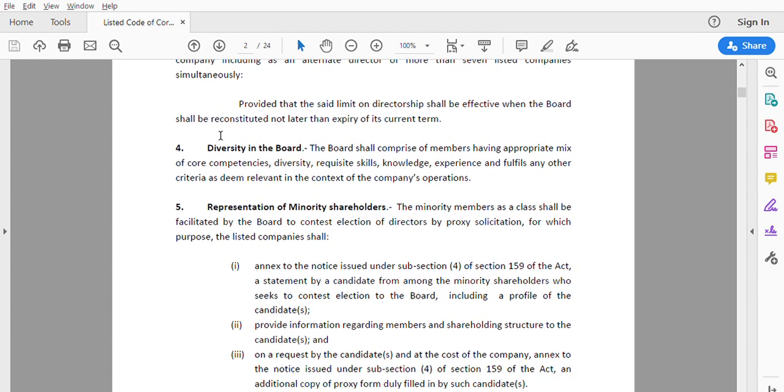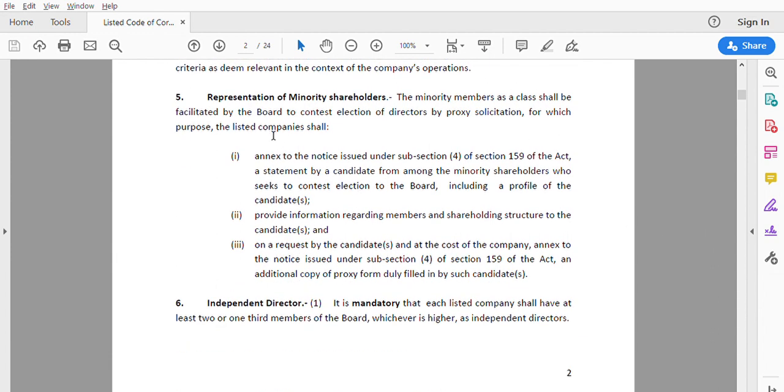Second, there is diversity in the board. The board shall comprise members having an appropriate mix of core competencies. So the board needs to be diverse. You cannot have the board completely filled with finance people or with just marketing people. You need to have diverse, experienced people.